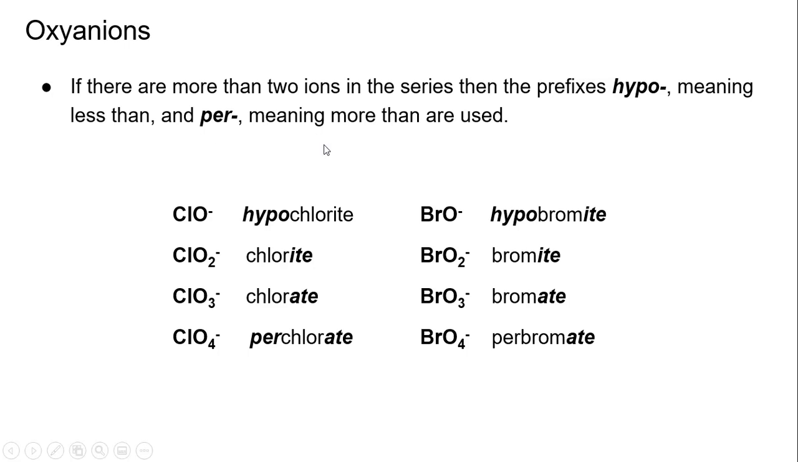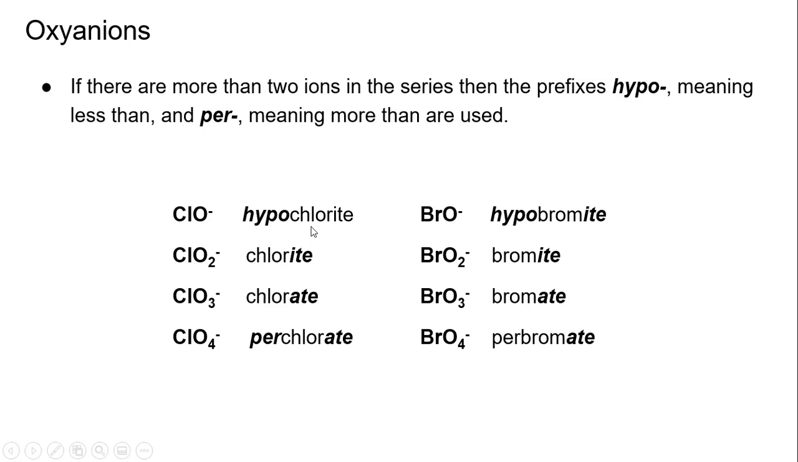If there are more than 2 ions in the series, for instance, as you can see here with these, then the prefixes hypo, meaning less than, and per, meaning more than, are used. So for instance, you can see here we have ClO all the way down, but this one has 1 oxygen, this has 2, 3, and 4, but they all stay with the same charge. So in order to account for this, we have to keep the naming similar, but we've got to change some things so that you understand which one you're dealing with.